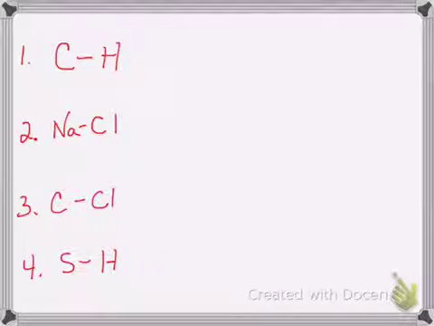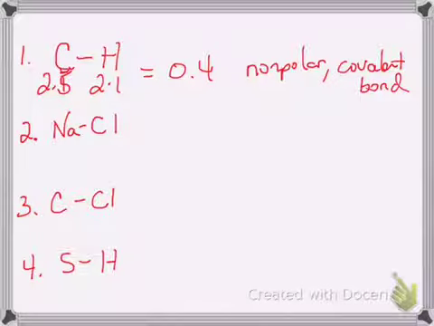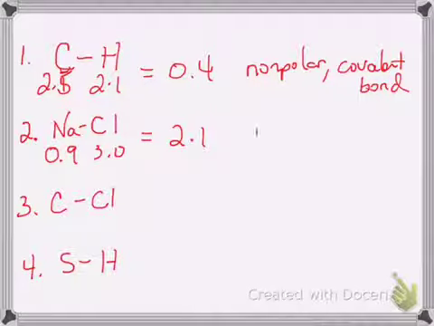Okay, so for the first one, carbon is 2.5, and hydrogen's 2.1. The difference between them is 0.4, and so this would be a nonpolar covalent bond. Okay, so what that means is the carbon and hydrogen in a bond pretty much share the electrons equally. NaCl, the Na is 0.9. The Cl is 3.0. And the difference between those is 2.1. And 2.1 on our chart is definitely greater than 1.6. And so this would be an ionic bond.